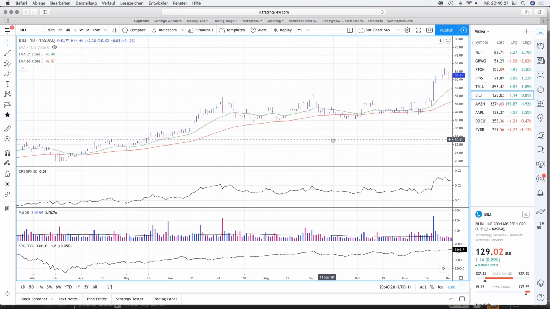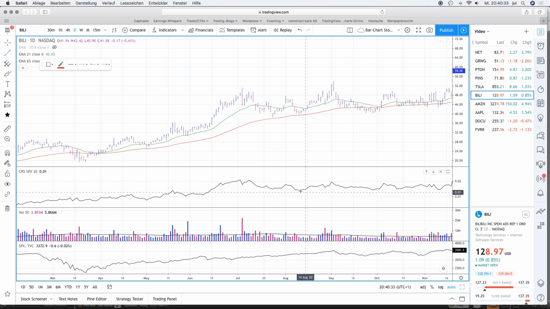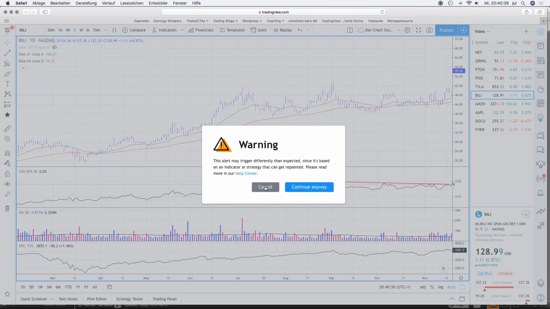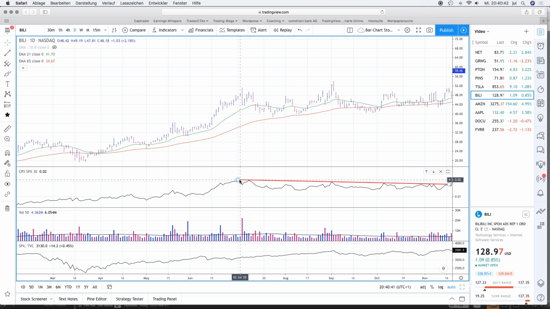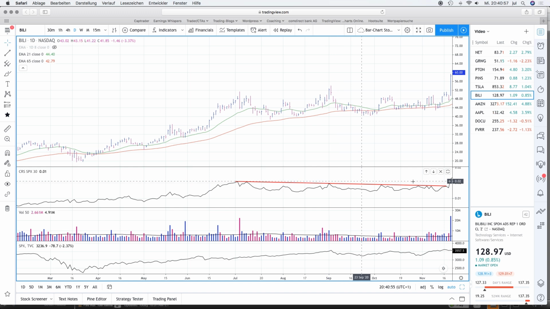Let's look at Bilibili. Very similar situation. You can see that the stock really underperformed the markets for a long time, and you can see that from July to November the stock is really underperforming the market. And then only 1 breakout day is enough to put the RS line on new highs and confirm the price breakout.